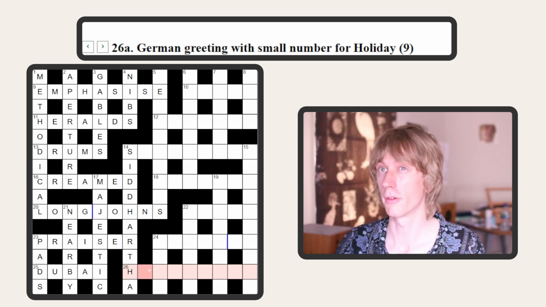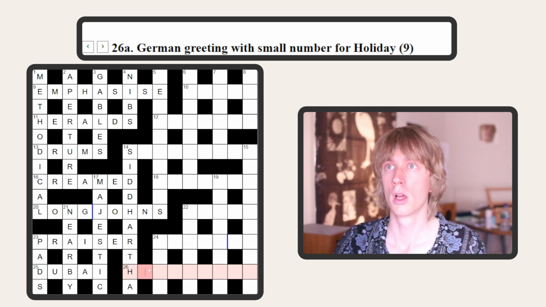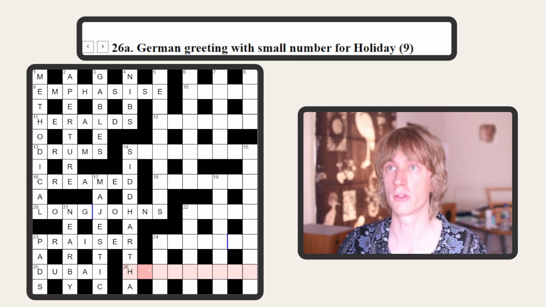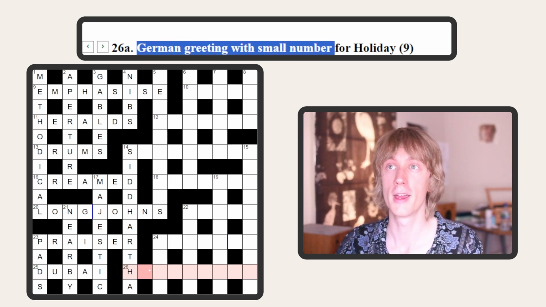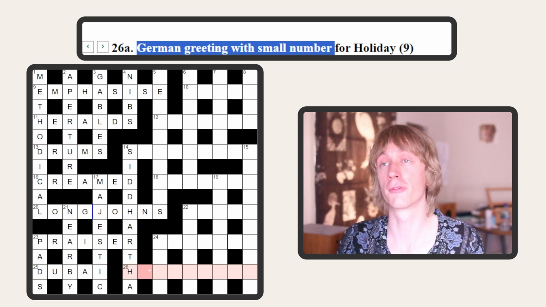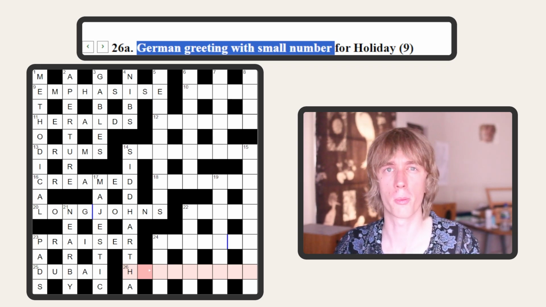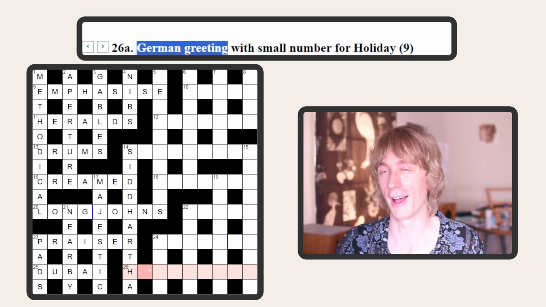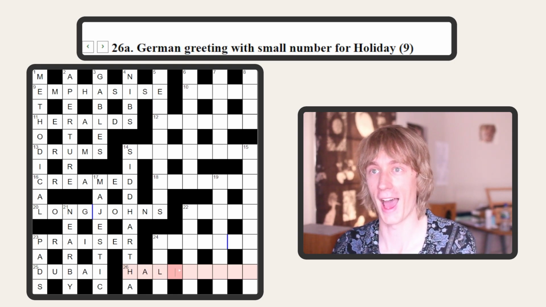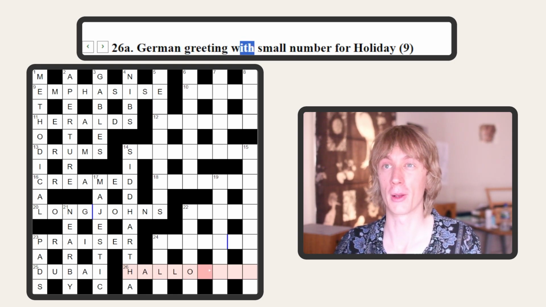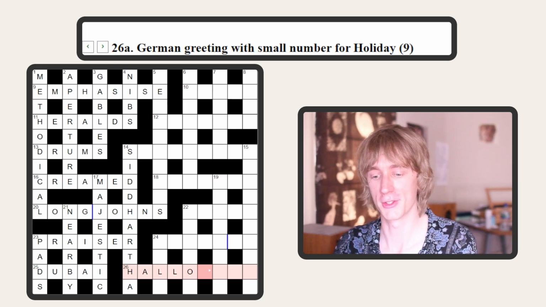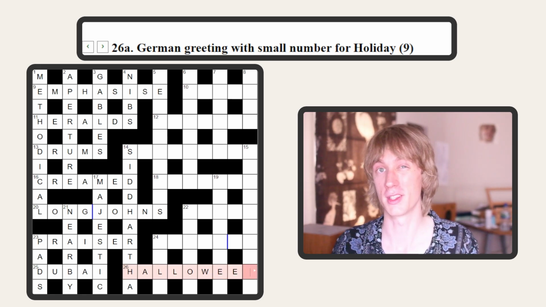German greeting with small number for holiday. Well, "for", again, could be a link word, right? Telling us that we're doing German greeting with small number, and that's giving us, we solve that for a word meaning holiday. So let's operate on that assumption. German greeting could be a way to say hello in German, and the way to say hello in German is "hallo". And then that's going with small number. Well, small in Scotland is "wee", and number in maths is abbreviated to N, giving us Halloween.